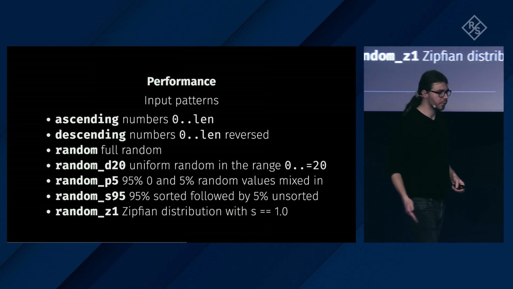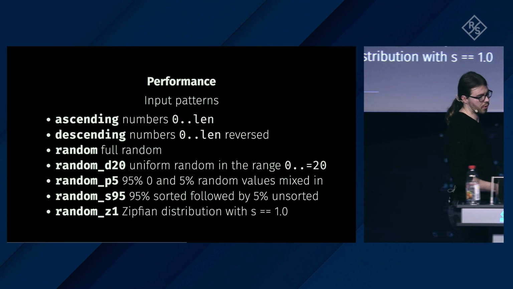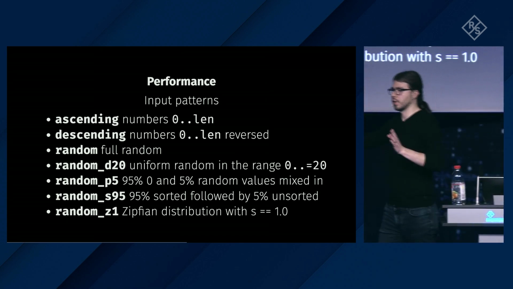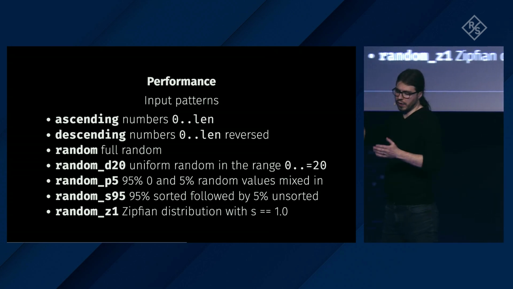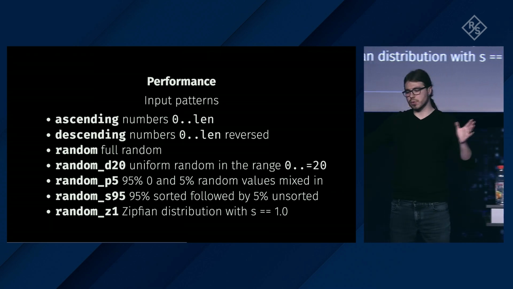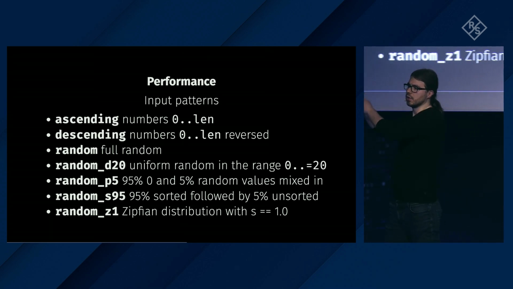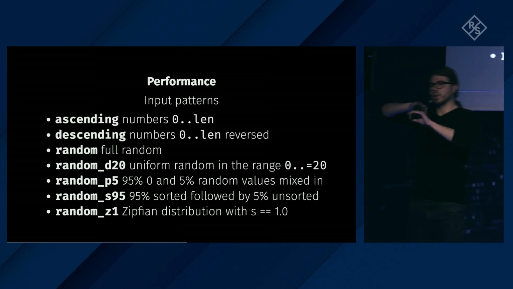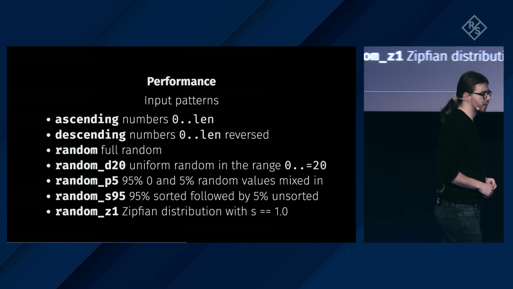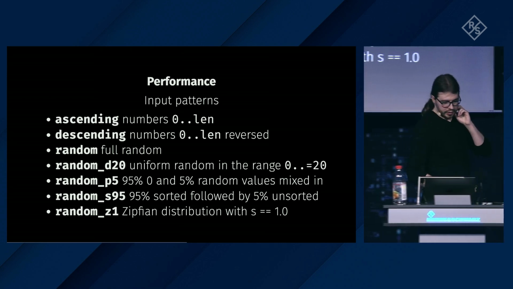Random S95 simulates a different scenario where, let's say, you have a vector and you sort it, okay? And then you add some elements at the back, because with vectors you usually add elements at the back, not in the middle. And then you call sort again. Maybe you didn't replace all the values, you just added 5%. And so it's nearly sorted, but there's a small part that's not sorted. And that's an interesting pattern. Some implementations exploit that, some don't.